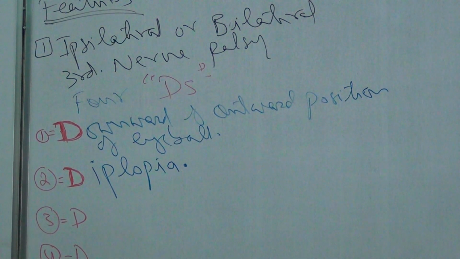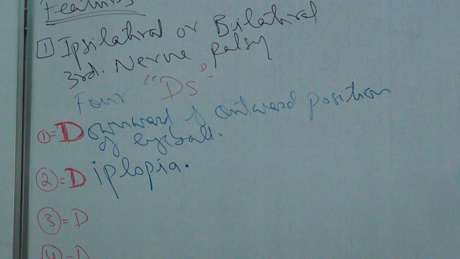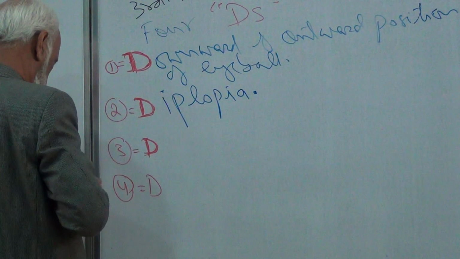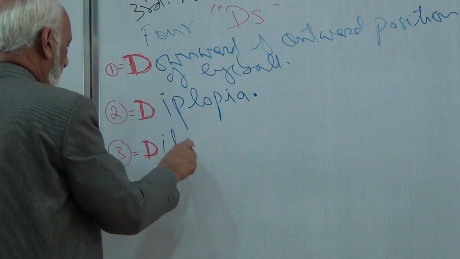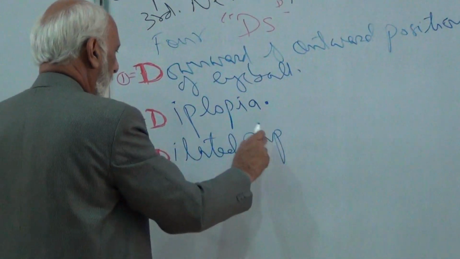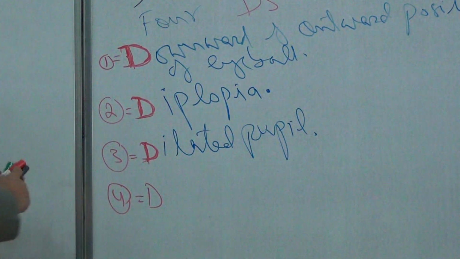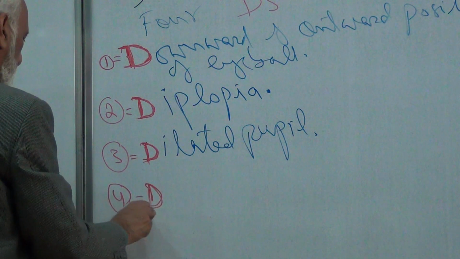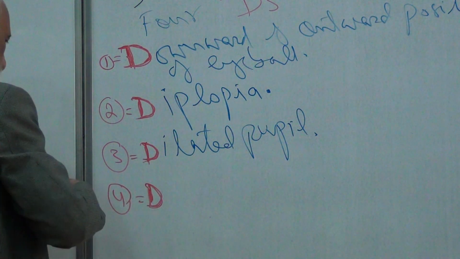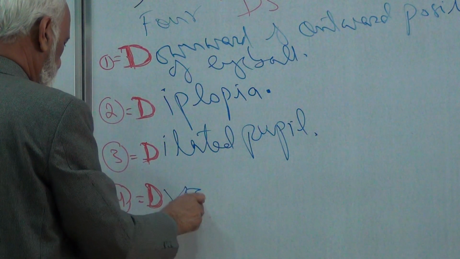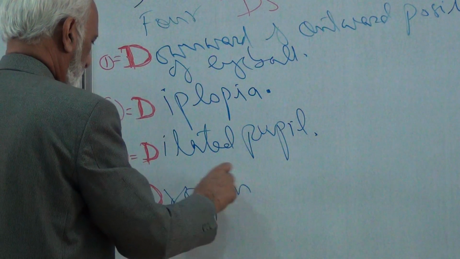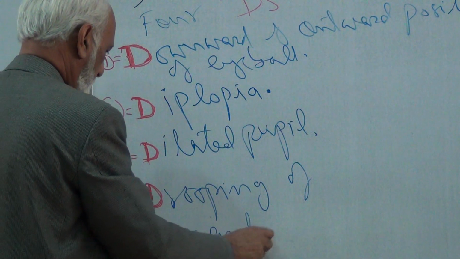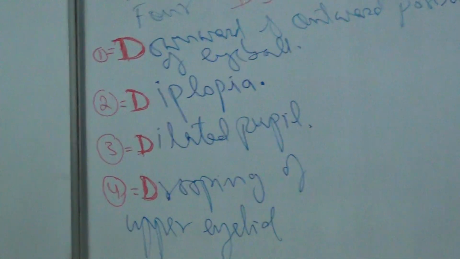Second, double vision, diplopia. Then dilated and fixed pupil. And drooping of the upper eyelid.